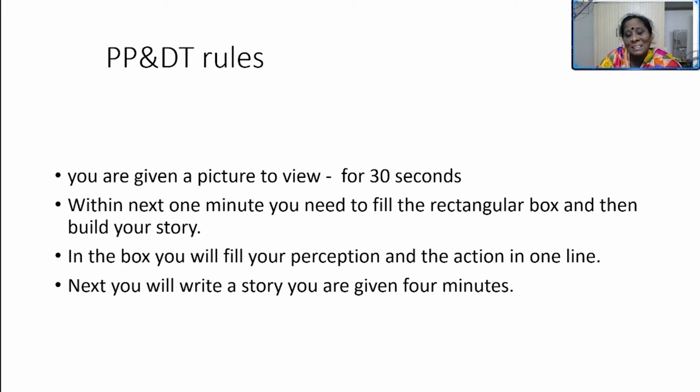Now, what do you write in the given box? You write the characters you see in the picture, the age, the gender, and the action you see in the picture in just one line. This is the line which helps you to build a story. This is the most critical part, and this is where your personality is also displayed. And then you will start making a story in 4 minutes.